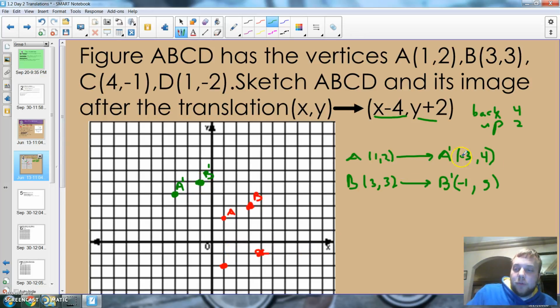Now, I'm going to use my little cheat sheet here that I figured out, back 4, up 2. Instead of doing this every time, I'm going to just say, all right, I'm going to take this point, I'm going to go back 4 and up 2. 1, 2, 3, 4, and up 2.